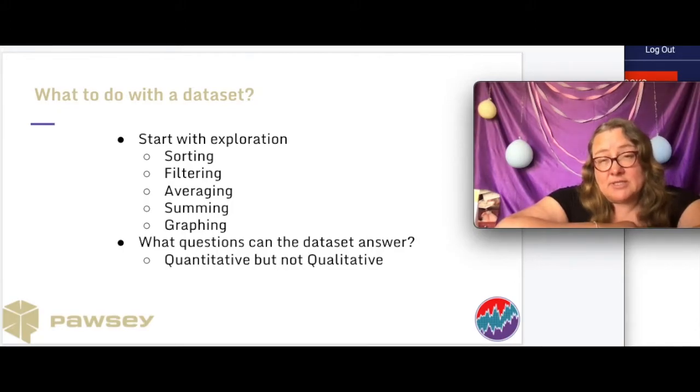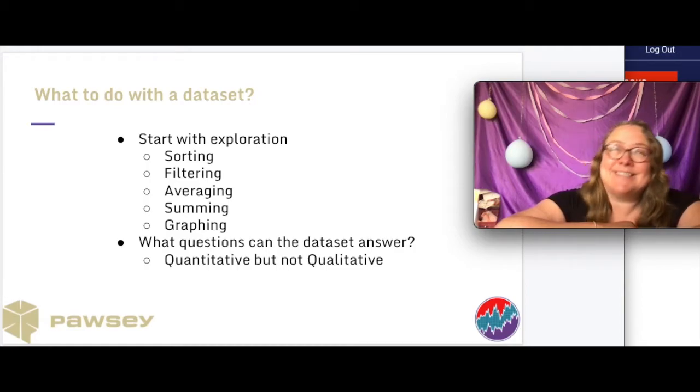One of the very important things to do with a data set is to graph it, because that gives you a much better understanding than just looking at the numbers. But it's also important to look at what questions a data set can answer. And the crucial first step in that is that data can answer quantitative but not qualitative questions. So data can answer how many, what size, how big, how bright, but it can't answer things like what is the best, what is the nicest, things like that.